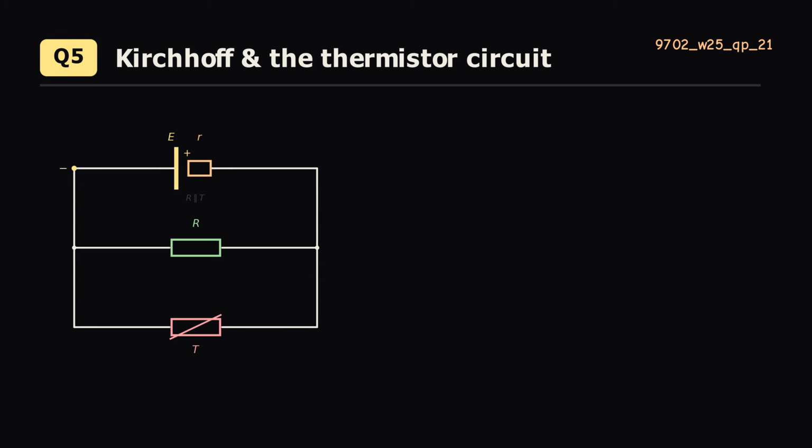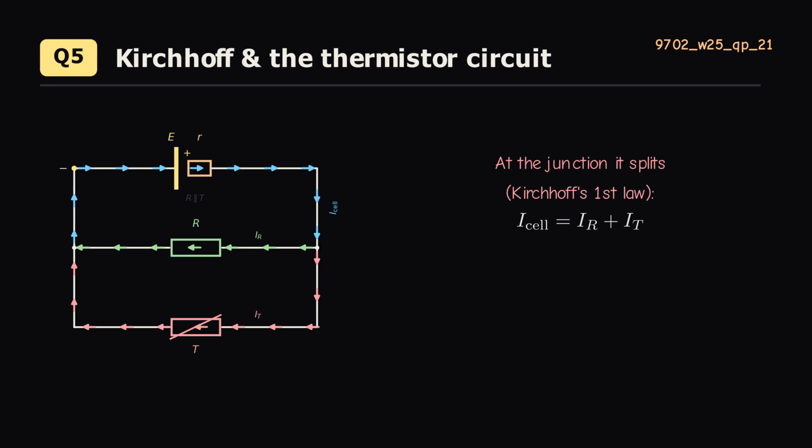Here is the circuit, a cell with internal resistance R, in series with the parallel combination of resistor R and thermistor T. Conventional current leaves the positive terminal, flows through R, down the right rail, and returns on the left rail to the negative terminal. At the junction the current splits into IR through the fixed resistor and IT through the thermistor. By Kirchhoff's first law, I cell equals IR plus IT.